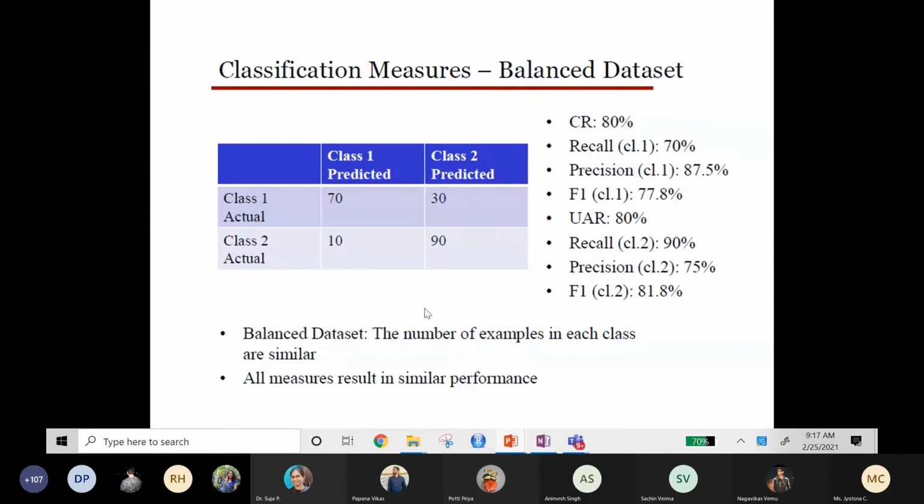Okay, so now we will consider this example. Can you find out the recall for class 1 and class 2? So recall for class 1. Recall for class 1 means true positive divided by true positive plus false negative. So in this, which is true positive? Look at the class 1.